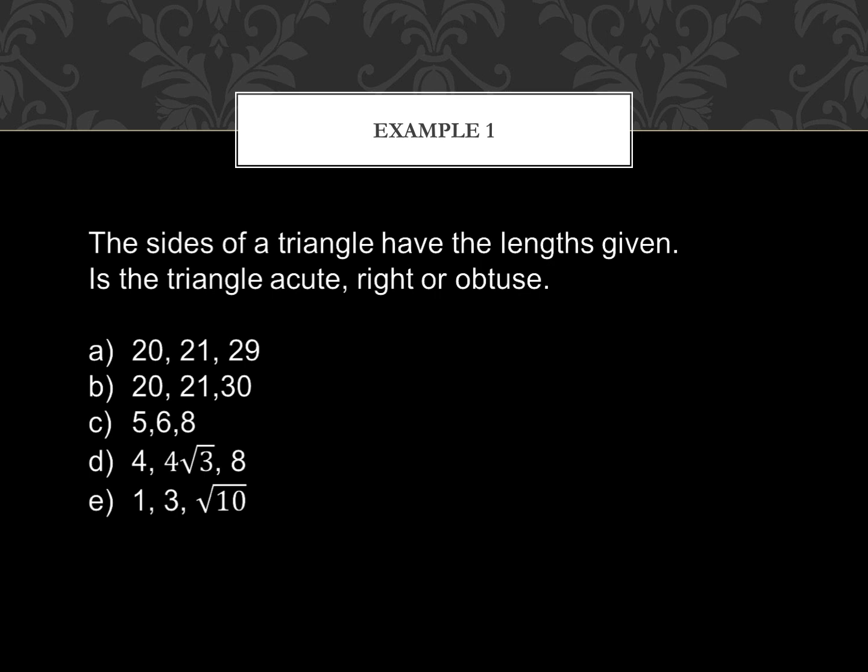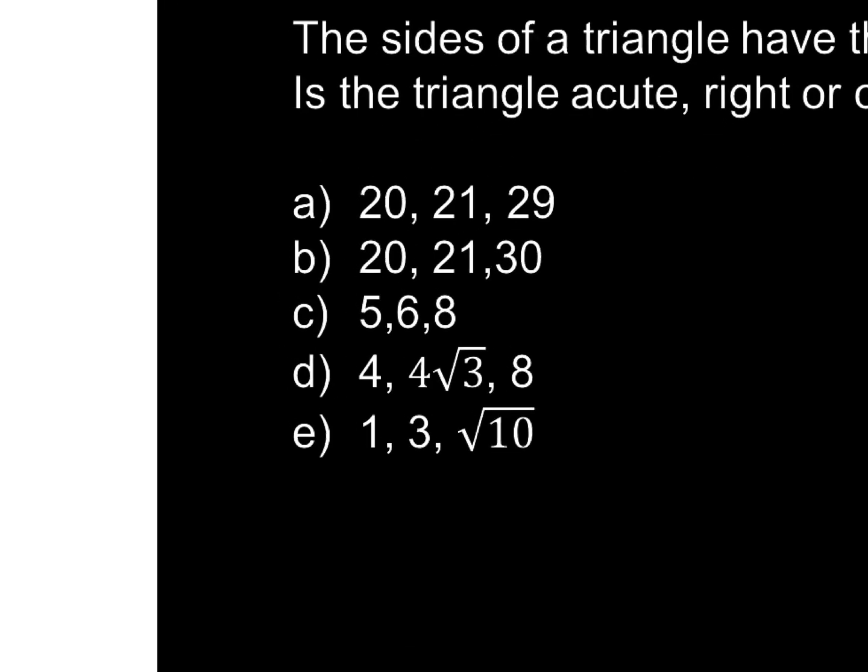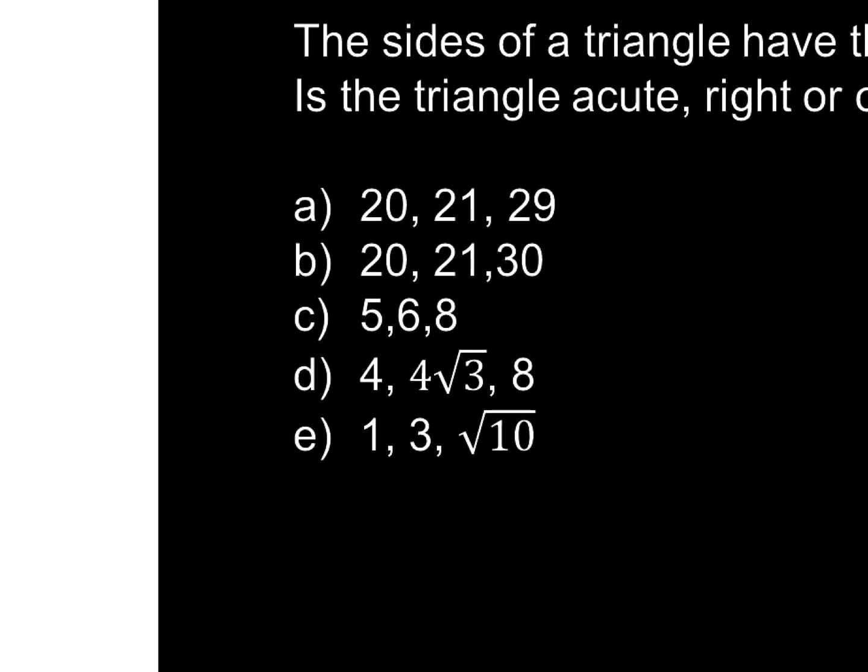All right, so here it wants to know, the sides of the triangle have lengths given. Is the triangle acute, right, or obtuse? So just to show you, if the question would have said, will these sides form a triangle? And if they will, what type of triangle is it? So again, to check to see what kind of triangle it is, or if it does form a triangle, we would take the two smaller sides.